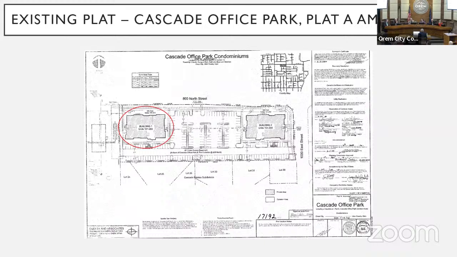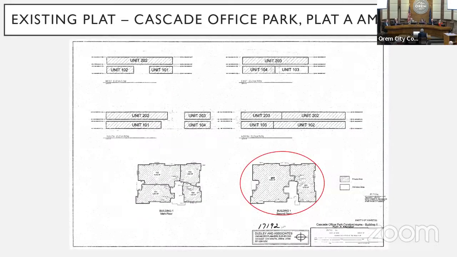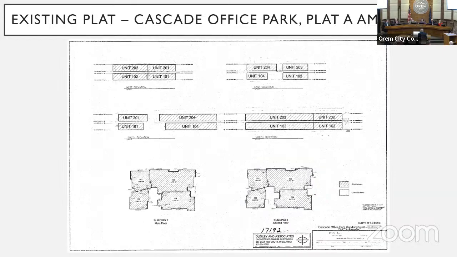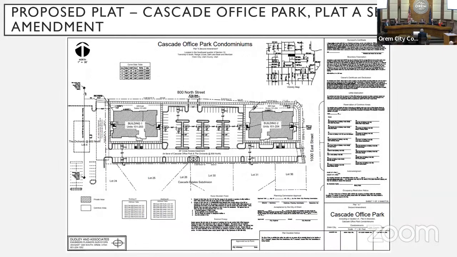What the applicant is proposing is to make an amendment to building 1. Several years ago, you can see the one outlined in red. The current plat shows the upper level has 2 office units. What they're proposing is to change the 202 into 2. So there'll actually be 3 office units now on the second floor rather than just the 2. So that is the only change. The rest of it will stay the same.